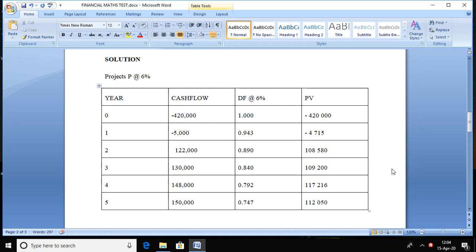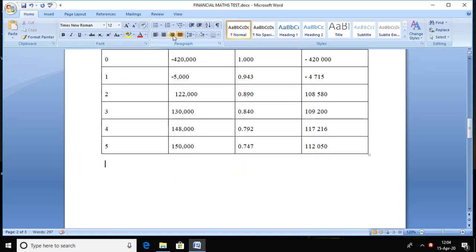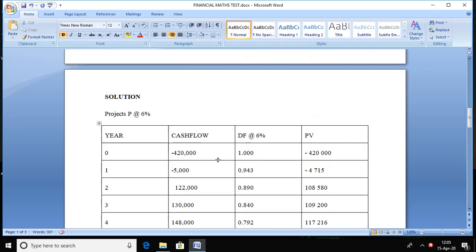The next one is 112,050. So when you calculate your NPV, how much should be our NPV? The NPV value will be equal to, of course, add the positive values first and then subtract the negative values. When you do that, you must have 22,331. That should be your NPV for this particular project at 6%.